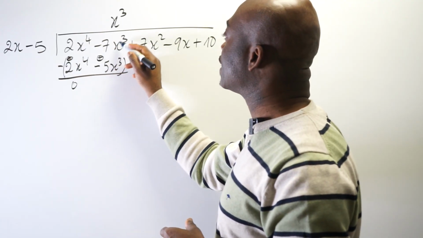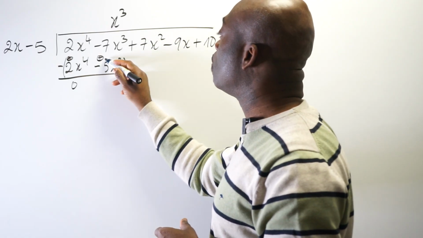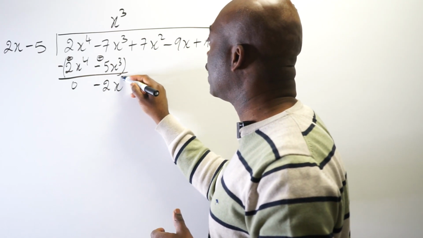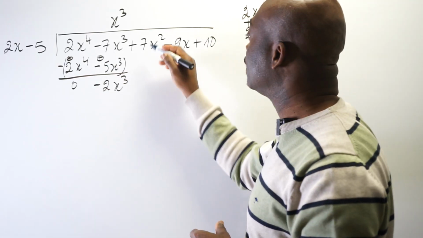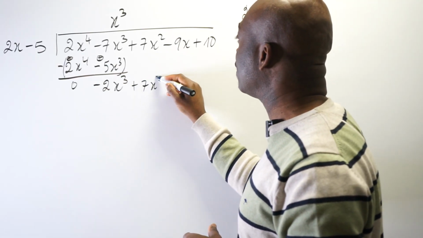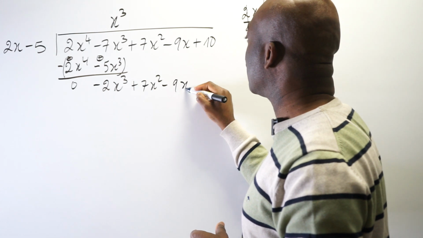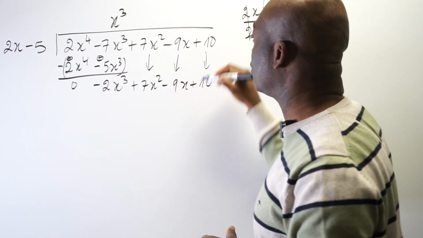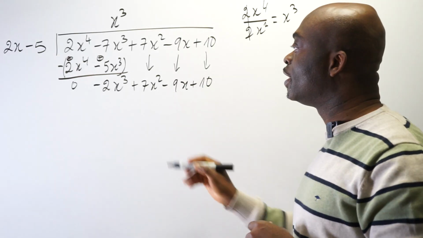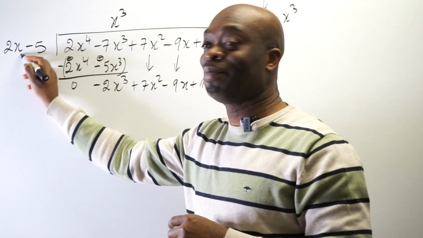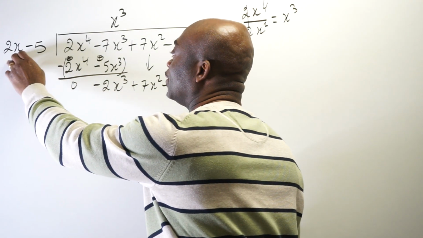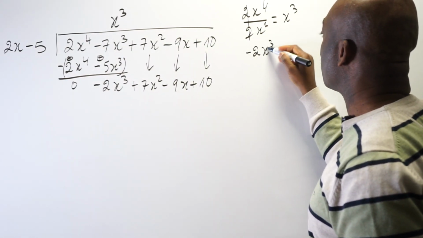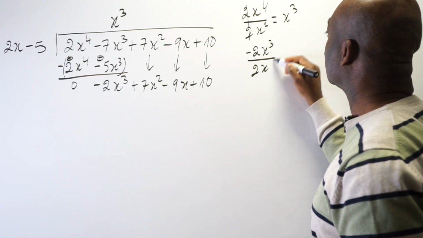And then negative 7x to the third plus 5x to the third. That will give us what? Negative 2x to the third. All right? Then you bring down whatever you did not use, negative 9x plus 10. So you bring this down, bring this down, bring this down. All right, let's go. First term divided by first term. That's it. That's the key. Okay? That's the key. So it's negative 2x to the third divided by 2x.